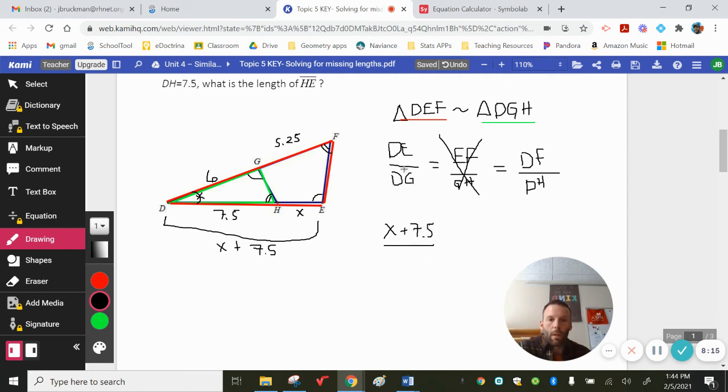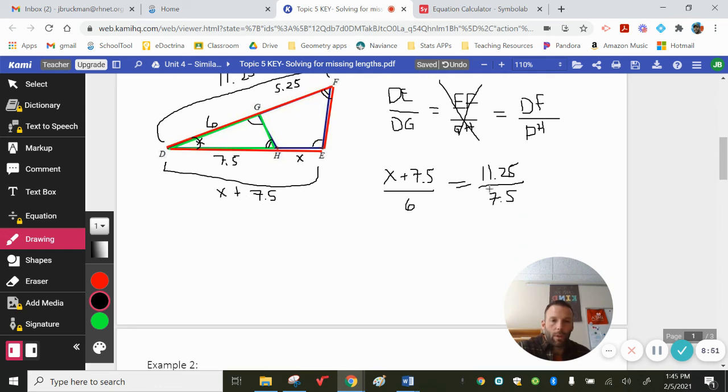over, now the length from D to G. So DE corresponds to DG. How long is it from D to G? It's 6. Is equal to the length from D to F. So from D all the way to F is 6 plus 5.25, or 11.25. That's the length from D to F, 11.25, over the length from D to H. D to H is 7.5.